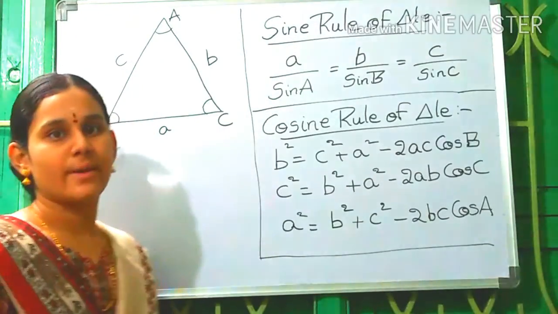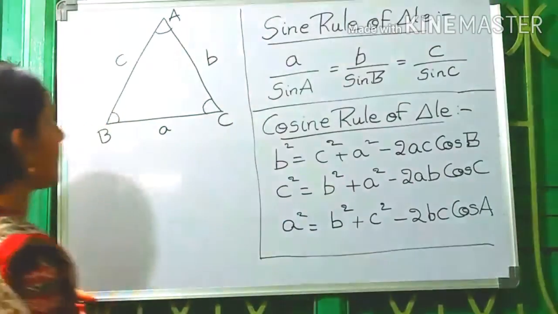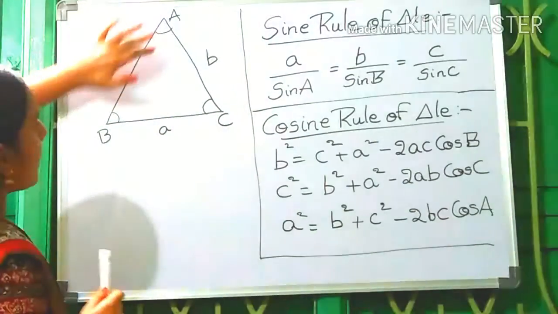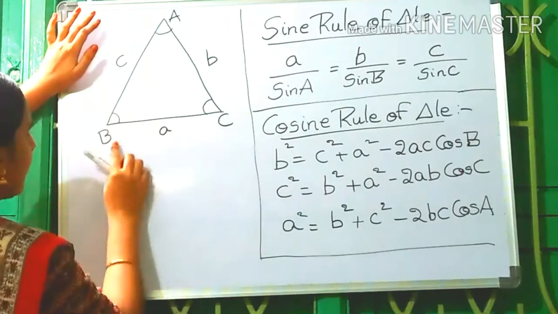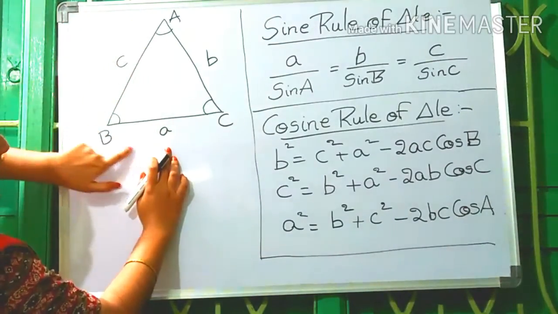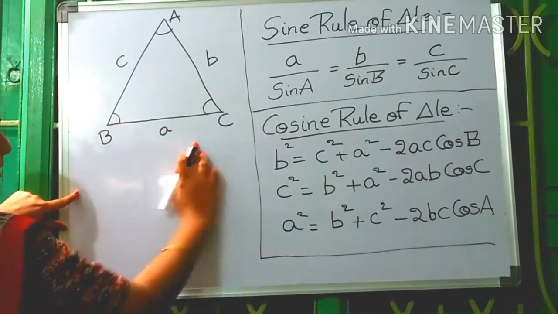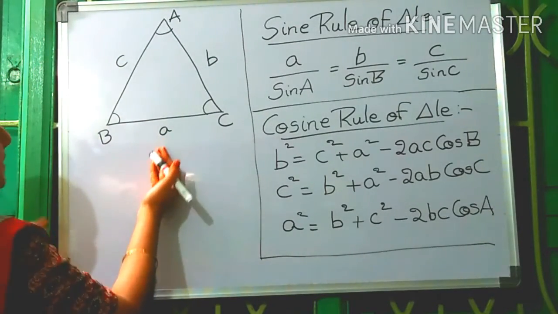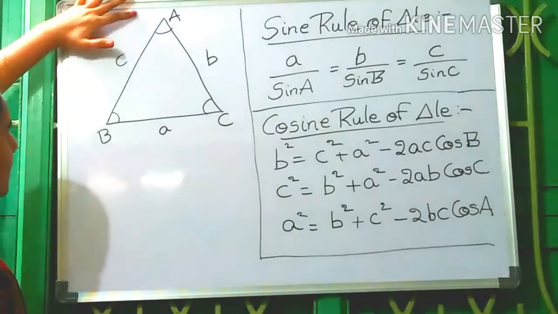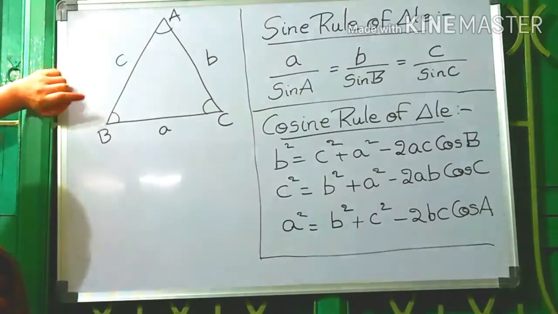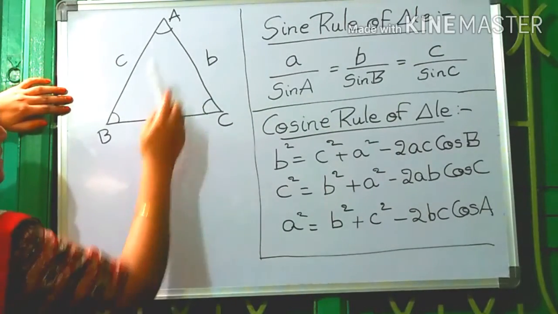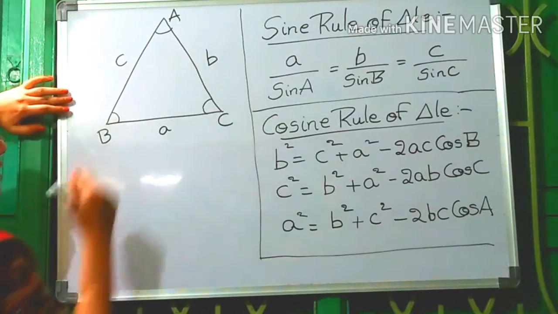Now, let us see some properties of a triangle. Consider this triangle ABC. The side opposite to angle A is BC. Let its length be small a. Similarly, the side opposite to angle C is AB. Its length is small c. The side opposite to angle B is AC and its length is small b.